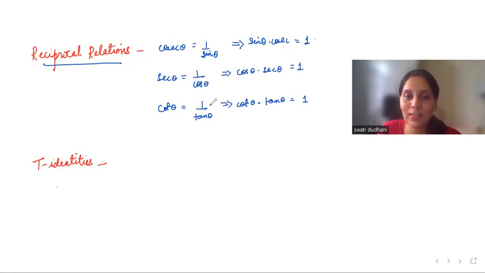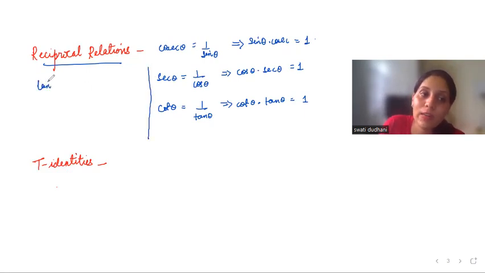Now, these are the ratios that we have already seen. Apart from these, very important, tan theta is sine theta by cos theta.